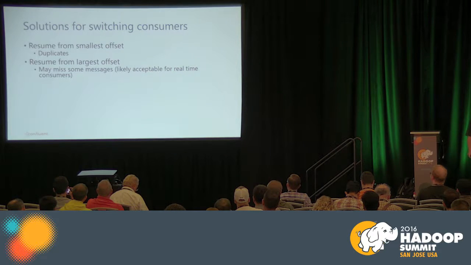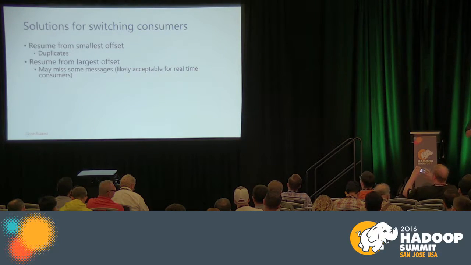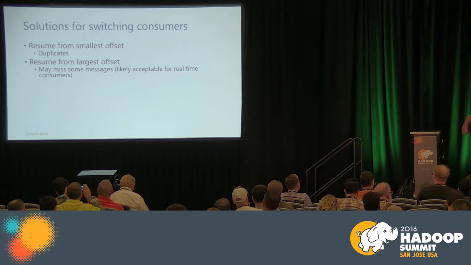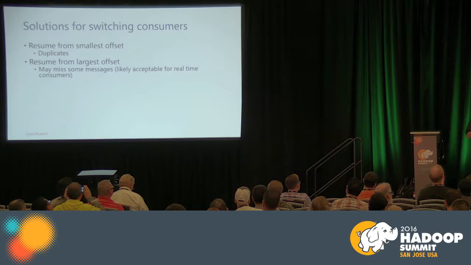Another option is you can say, I'll resume from the latest message. I'll ignore everything that's already there, but I will pick up all the new messages from there. Depending on how quickly you flip over the consumer, there's a possibility you may miss some messages, because in the window when you flip over, there could be new messages already produced to the second data center. But for a lot of real-time consumers, this may be okay, because you avoided a lot of the duplication compared with the first case, and if you can flip over quickly, there's only a little window in which you may miss some of the messages. If you can tolerate that, that may be a workable solution.